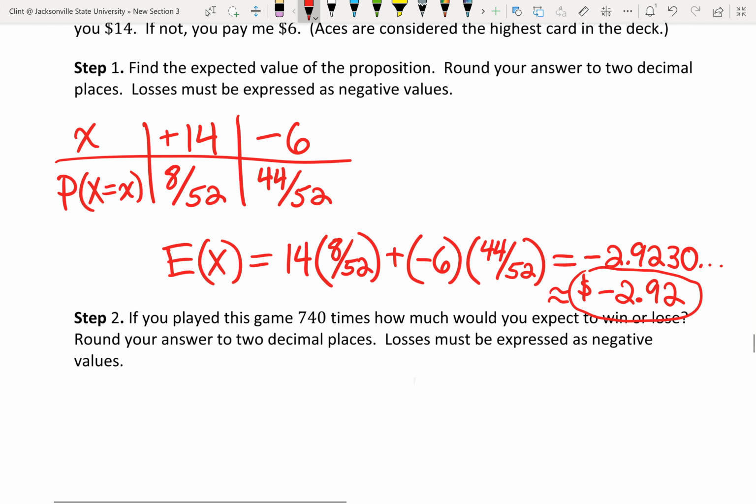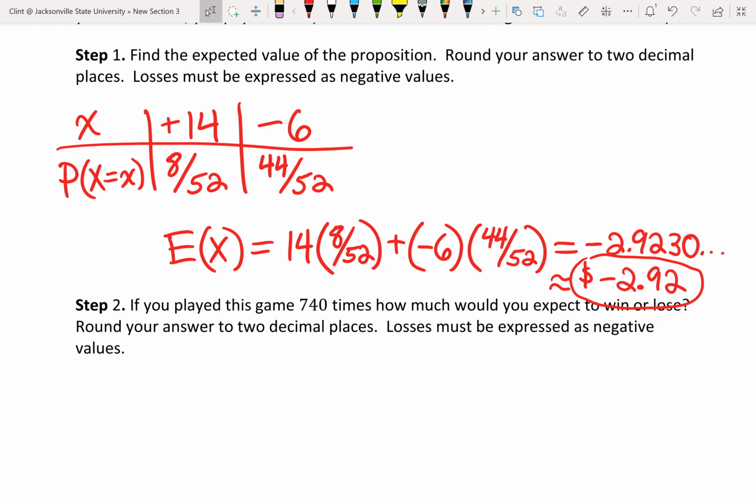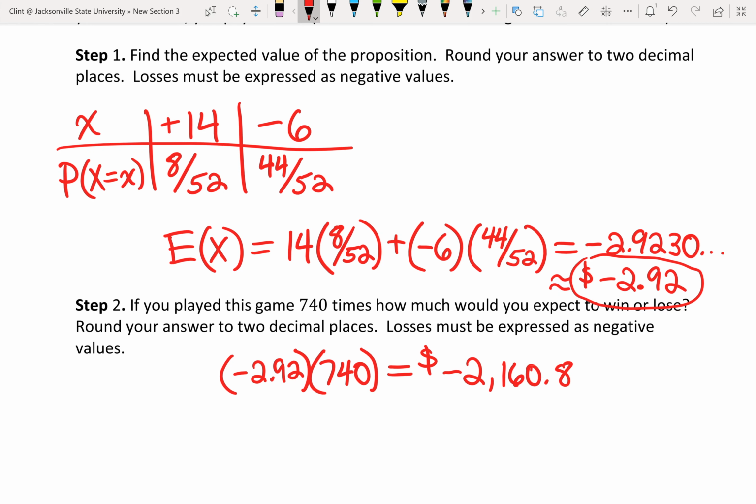Step 2 says if we play the game 740 times, how much would we win or lose? Well, it's negative, so we're going to lose. So we do negative $2.92 times 740 times making the bet. We're going to lose a lot of money. Let's see how much. Negative 2.92, we can expect it anyway, times 740 equals, we expect to lose $2,160.80. Bad bet, don't make that bet.